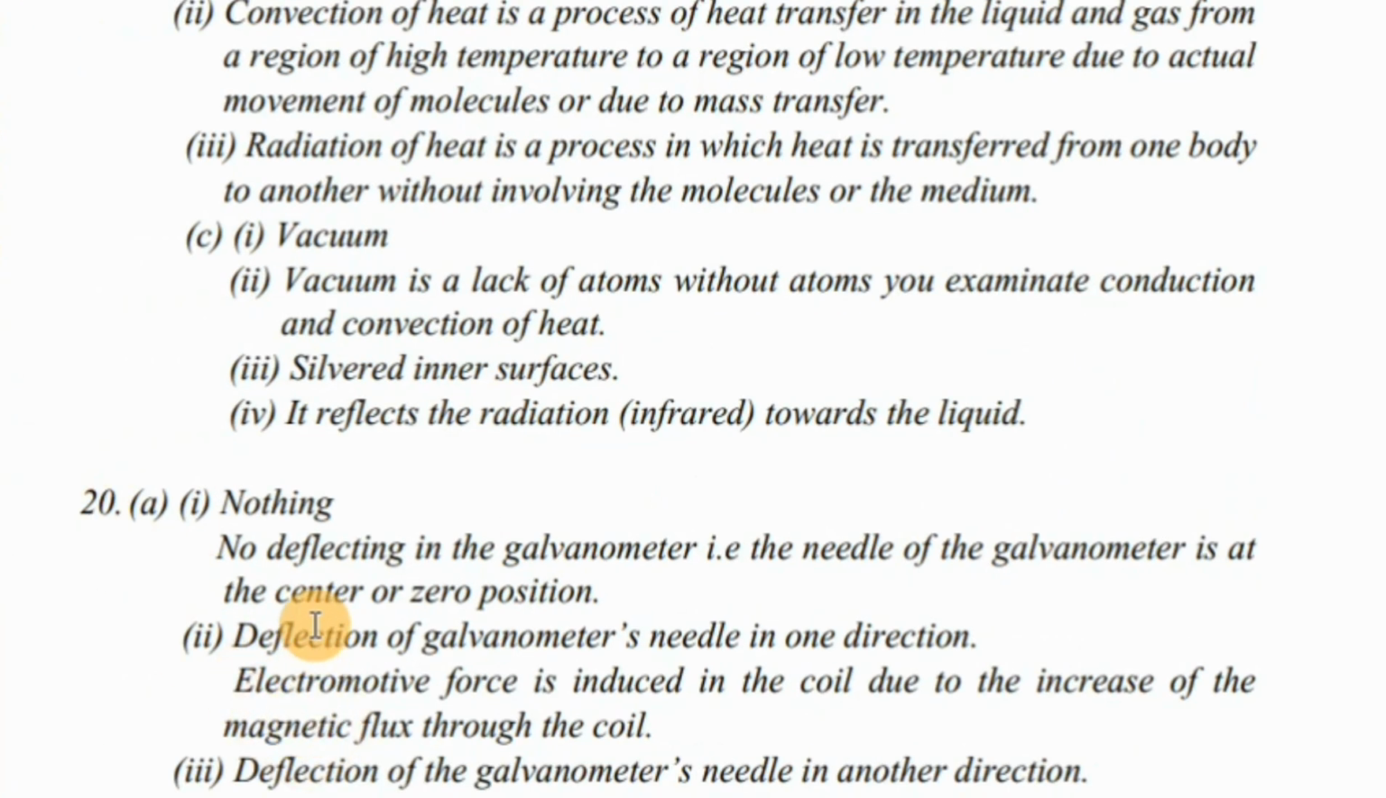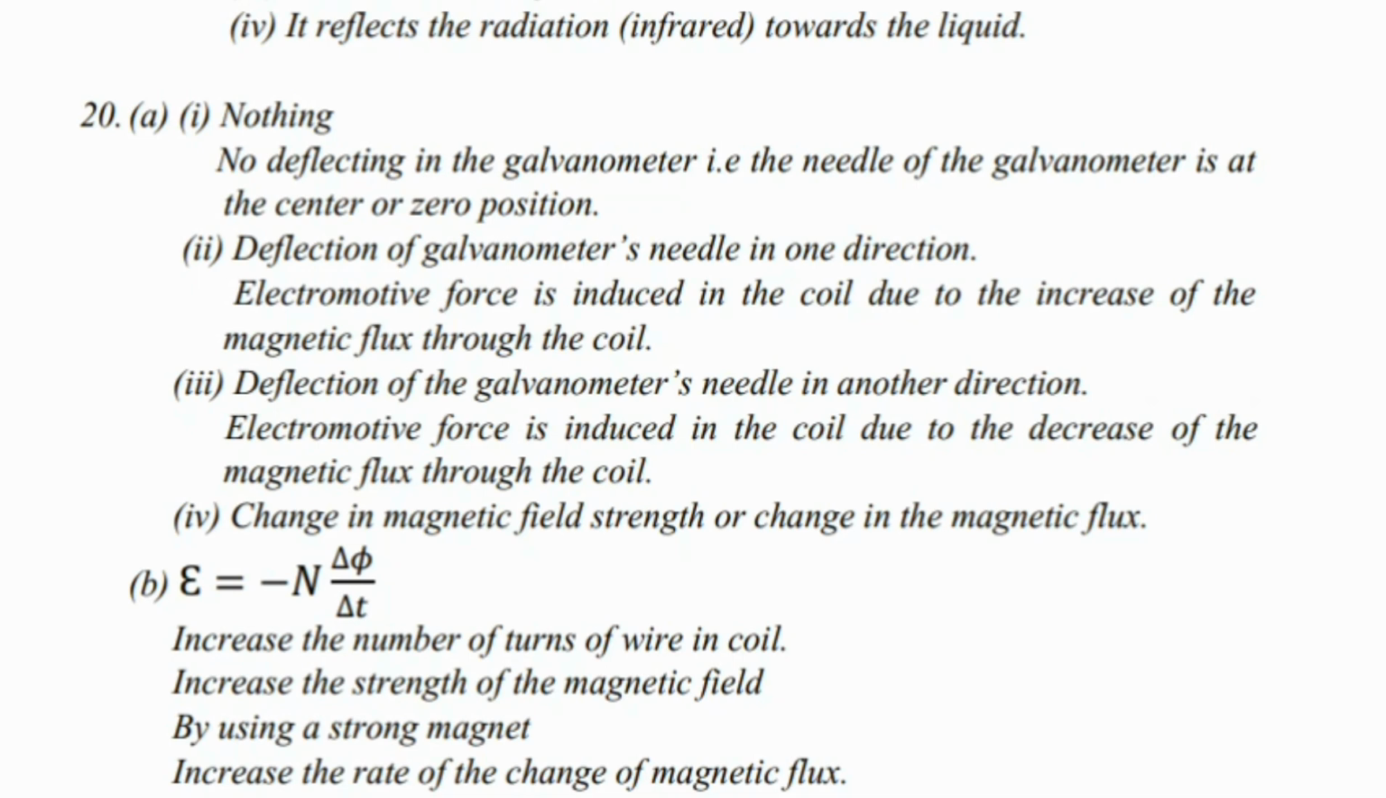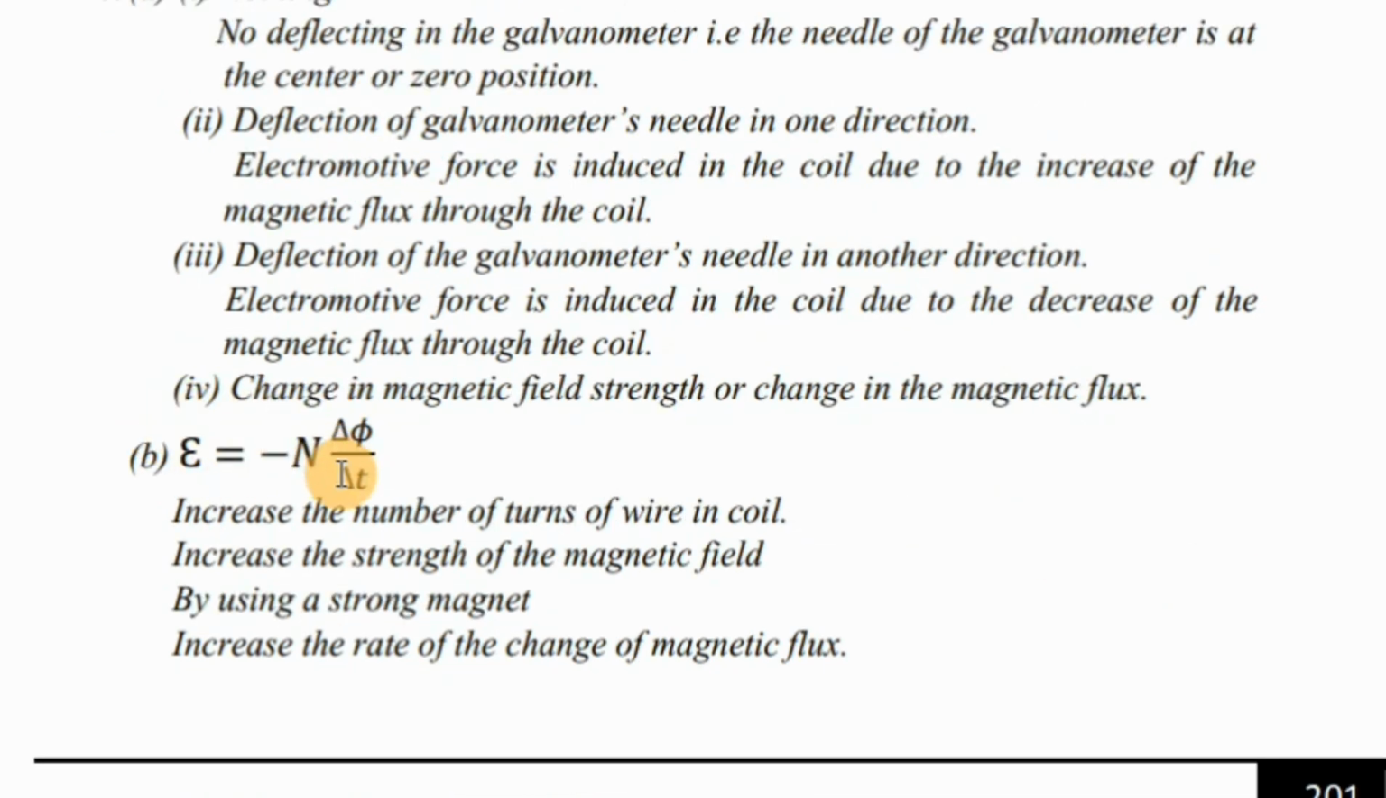Let us go. You see what I've said before, that for the first there are no deflections. For the second, there will be deflection in one direction. Electromotive force is induced. For the third, deflection of the galvanometer needle also in another direction. But let us go for the next question. Here they asked what may cause the EMF to increase. You see, there is the number of turns and magnetic flux. These are the strength of the magnet. This is what may cause the EMF to increase.